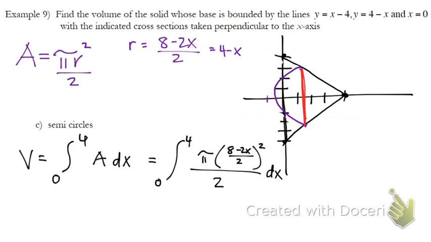So put this in your calculator, go ahead and pause your video, and then come back when you're ready to check your answer. All right, so I got 33.510 as my volume by cross section when the cross sections were semicircles. All right, let's try another one.